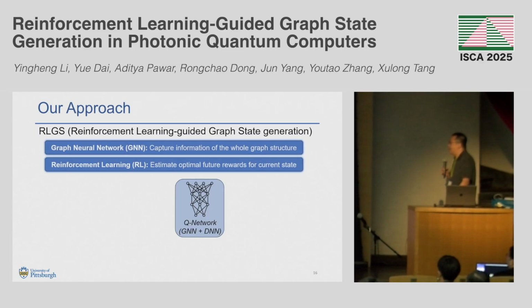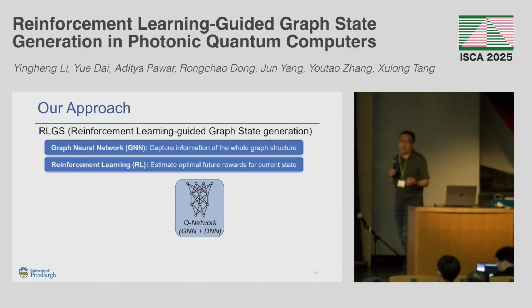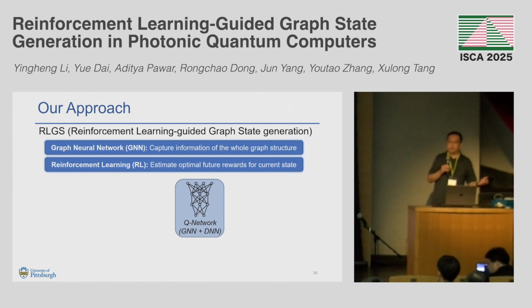So naturally, we combine reinforcement learning and a graph neural network to do that. Why a graph neural network? Graph states are graph structures and are well aligned with a graph neural network for encoding the information. And why reinforcement learning? Because we find that using just a small-size circuit can train a 3-level MLP in the Q network well, to help identify sequences in large circuits, which we will show in the evaluation.